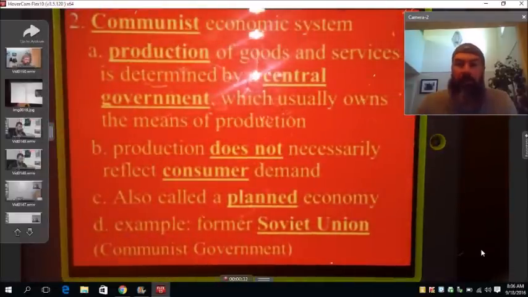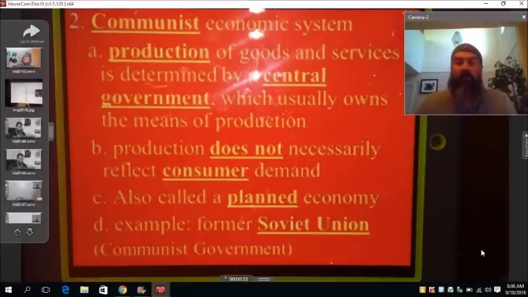Let's talk about the communist economic system. This is where the production of goods and services is determined by the central government, which usually owns the means of production. The government is going to own everything. They own every aspect of what's going on in the economy of that country. The second part of it is that production does not necessarily reflect consumer demand. It's also called a planned economy.